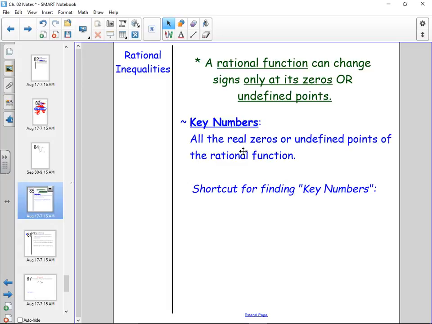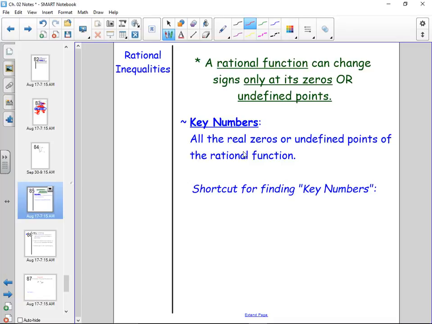Rational, the other type of function from this chapter. f of x over g of x. You have a top and a bottom. If you have a rational function that's in an inequality, the clue: a rational function can only change signs at its zeros or its undefined points. You don't necessarily need to put this in your notes, but why the undefined points?